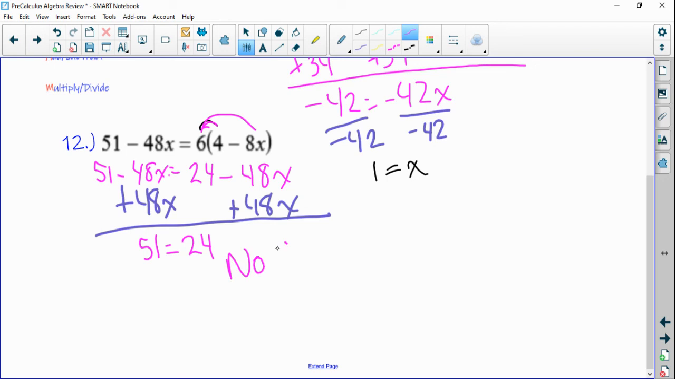So this is what we call the no solution problem. Okay, so remember those from algebra? There are some equations that have no solution, one solution, or multiple, infinitely many. If this would have been 51 equals 51, then it would have been infinitely many. But in this case, it doesn't, so it's a no solution.